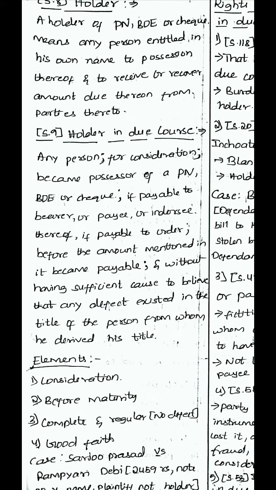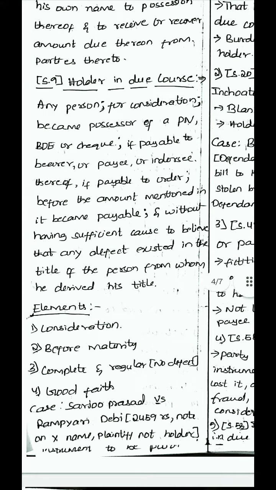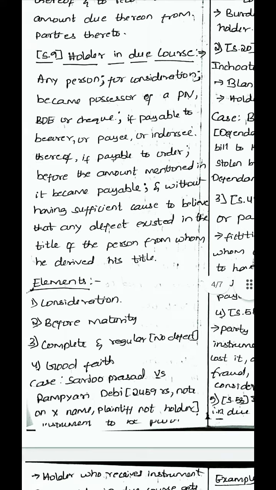So the elements: there should compulsorily be a consideration. He should have taken that instrument by paying some consideration. Then before maturity, he should have obtained that instrument before it matured, before it expired. Then complete and regular, there should be no defect in title of that instrument. And good faith, he should have obtained this in good faith. So he is the holder in due course, the original owner of that instrument.